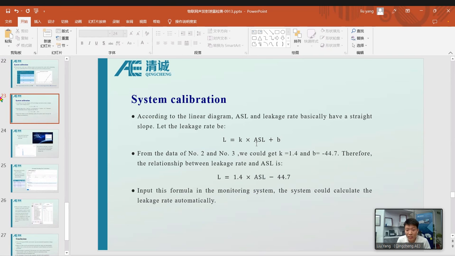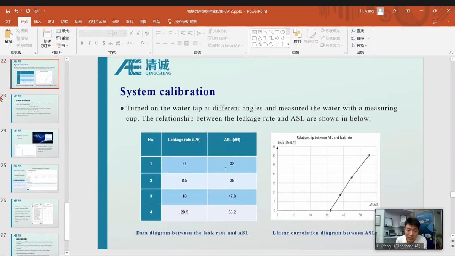You mean it's an assumed correction coefficient? Okay. Yes. I didn't understand how you established it. Maybe from the diagram before. Yes, the data here. Okay, I understand. We can see here there's a straight slope between the leakage rate and the ASL, right?